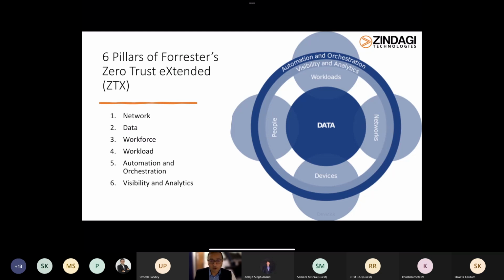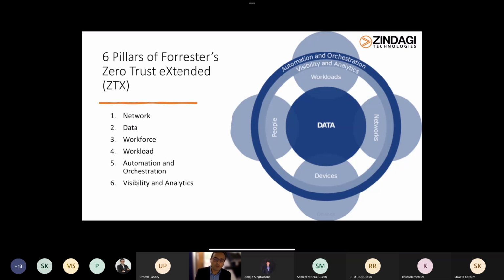So these were the 6 tenets that we were talking about. I'm sorry I didn't change the slide, but I was talking about network, data, workforce, workload, automation and orchestration, and visibility and analytics. And then I was talking about what are the steps that Forrester recommends that you take. The first step is you identify what your sensitive data is. Identify, this is my crown jewel, this is what I want to protect.